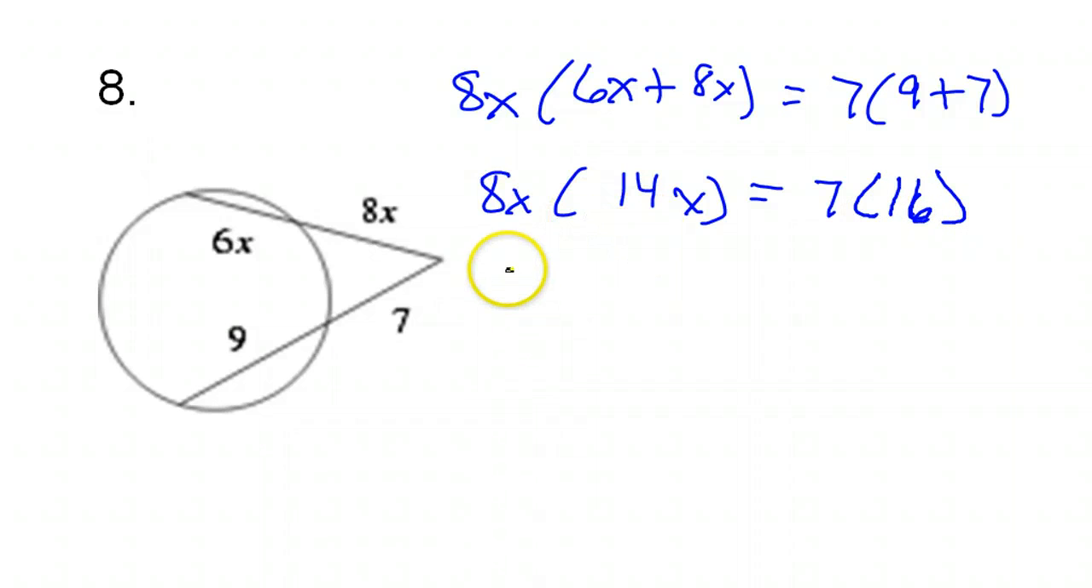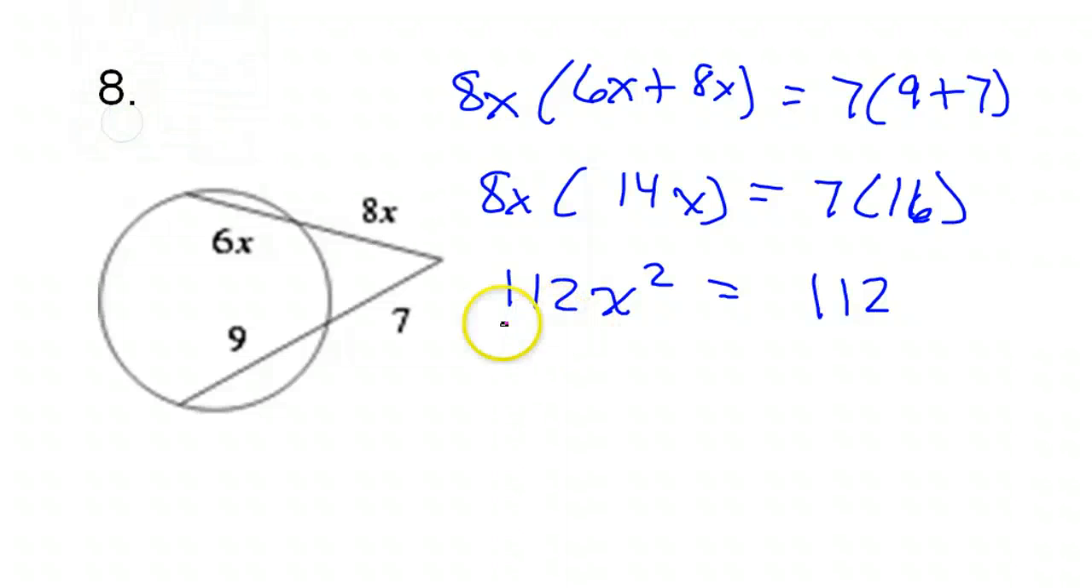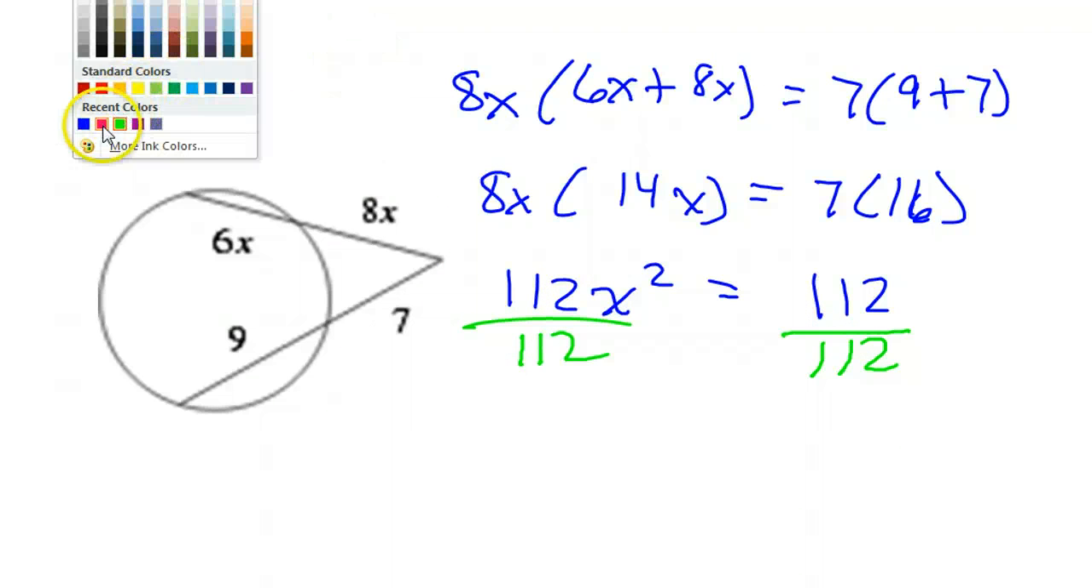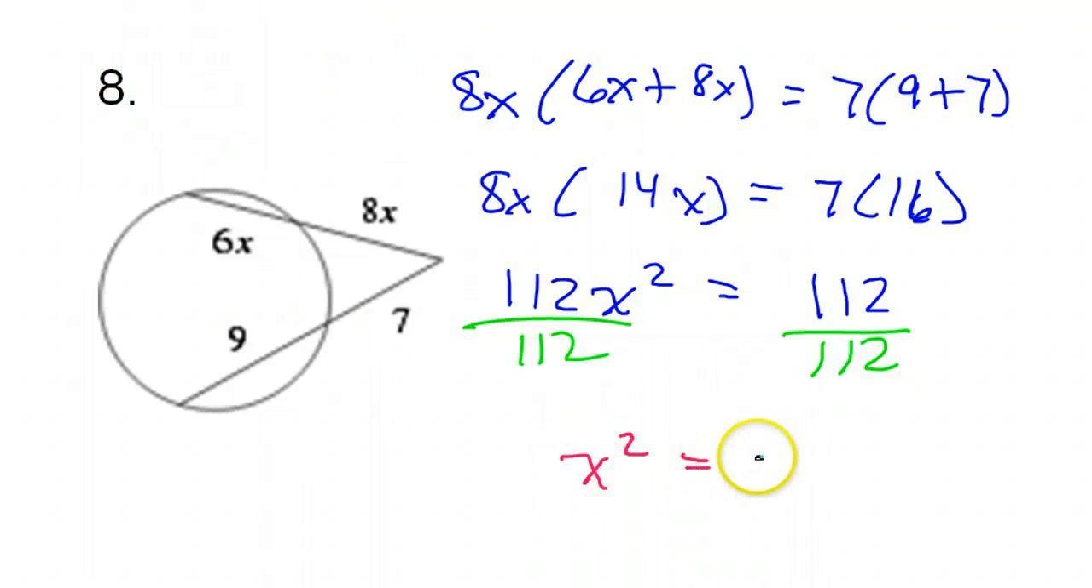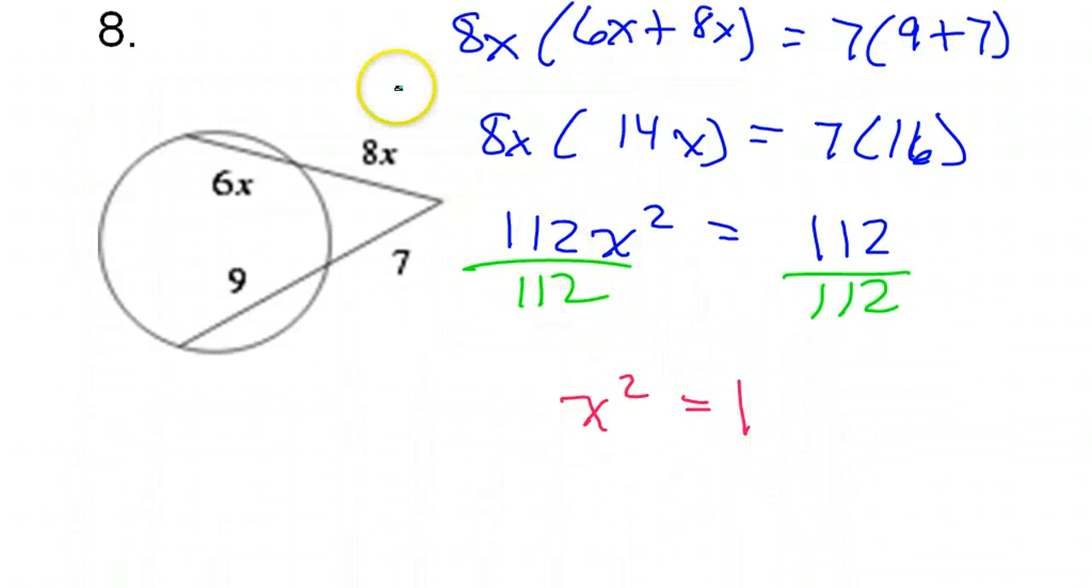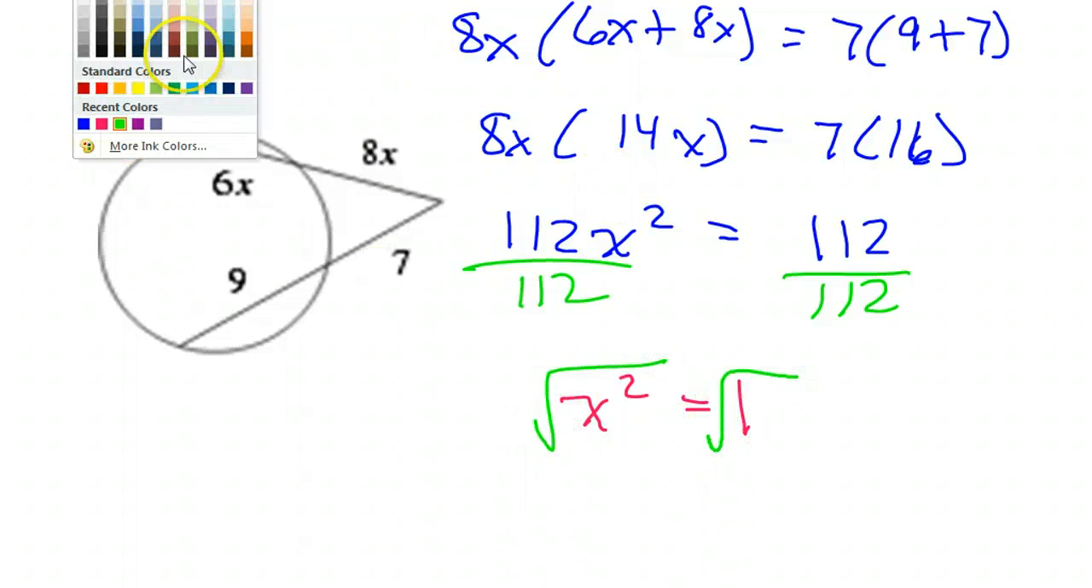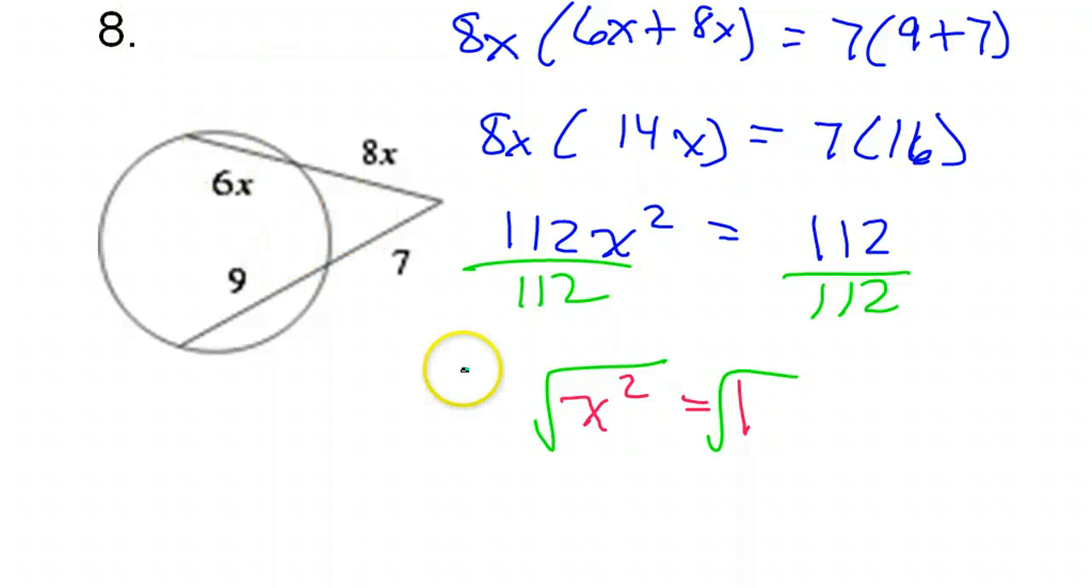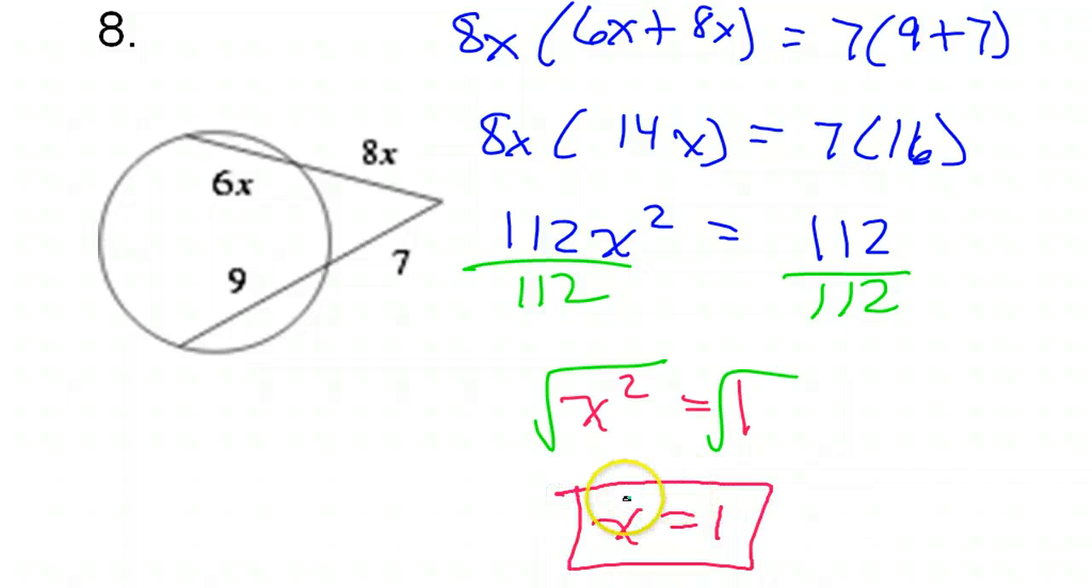Okay, so let's see, 8 times 14 is 112, so I'll have 112x squared. And let's see, 7 times 16 is 112. Look at that. Oh my goodness. So I'm going to divide both sides by 112. And I'm going to get x squared is equal to 1. So, taking the square root of both sides and everything, I'm having that x equals 1. So that's your answer to number 8.